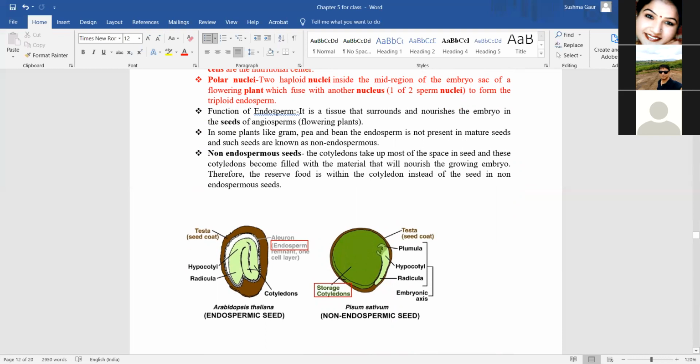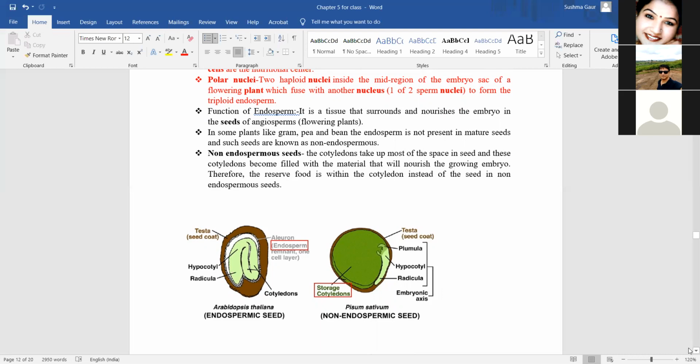So what is the function of endosperm? It is a tissue that surrounds and nourishes the embryo in the seeds of angiosperm. In some plants, like gram, pea and bean, the endosperm is not present in mature seeds, and such seeds are known as non-endospermous seeds. So the seeds in which endosperm is absent are non-endospermous seeds. This is the diagram for endospermous and non-endospermous seeds. In non-endospermous seeds, the cotyledons take up most of the space in the seed and become filled with the material that will nourish.